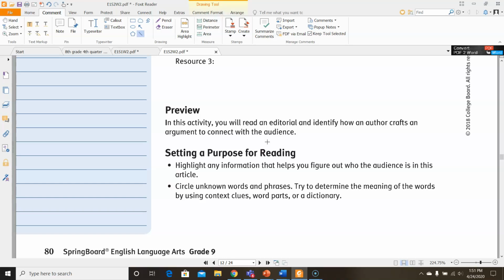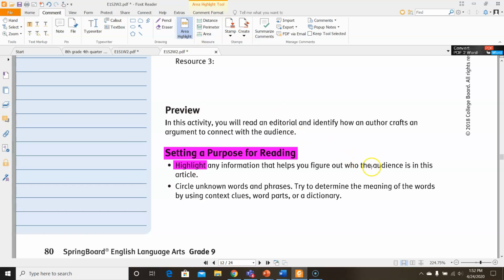Now, in this activity, we're going to be reading an editorial and identifying how an author crafts an argument to connect with the audience. So, setting a purpose for reading. This is the most important section of any of your readings because it tells us what to be on the lookout for. So we're going to be highlighting any information that helps us figure out who the audience is in the article.